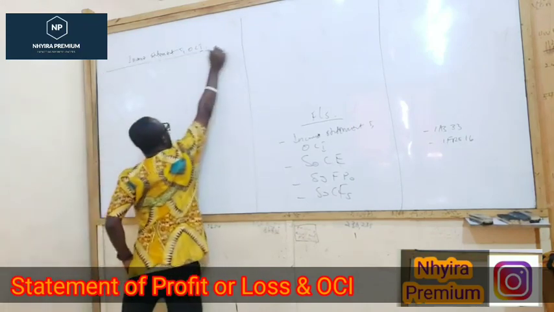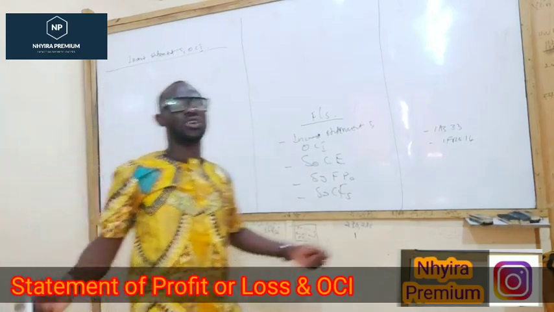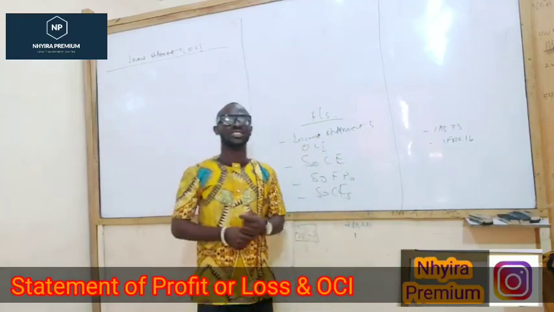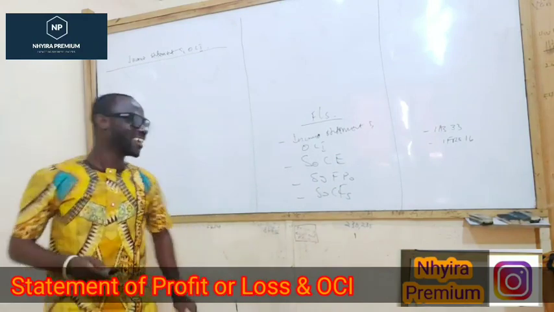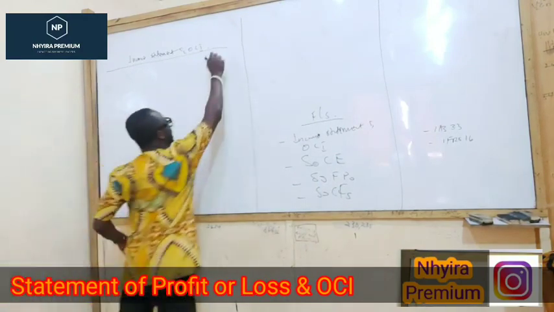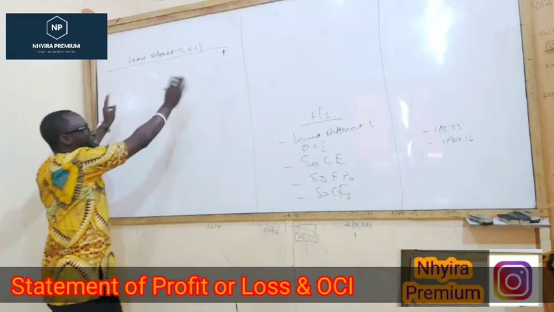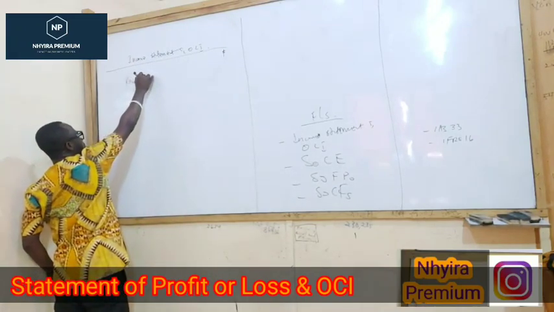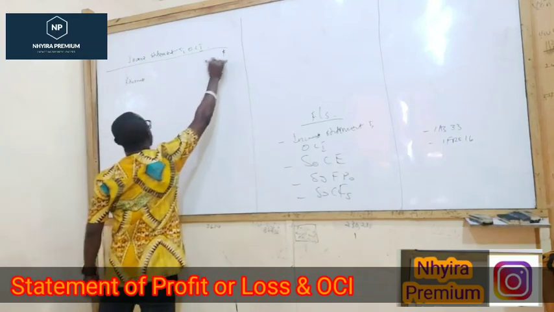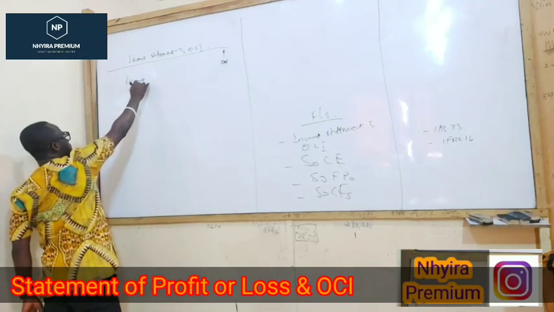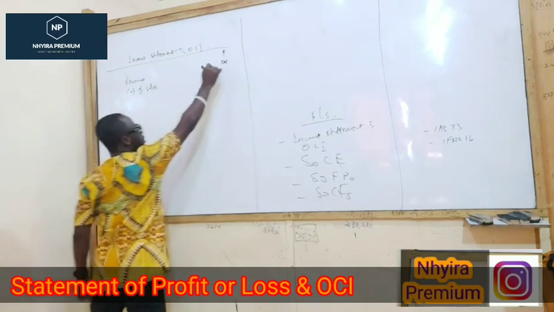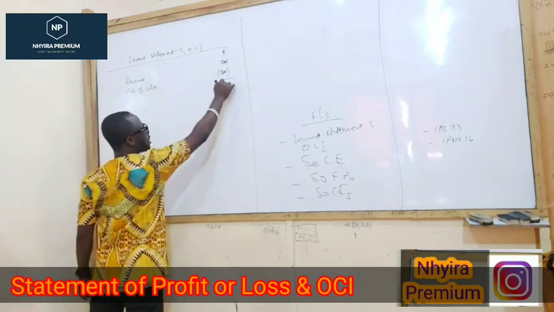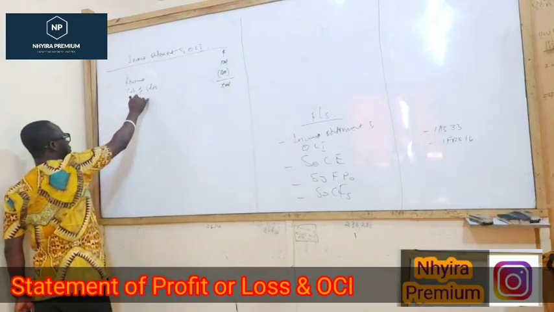Actually, you know the pro forma already, right? So I can go straight to the question, or should I go through the pro forma again? Okay, so let's see. In our pro forma, it's going to be very simple here. We're going to be bringing revenue, then cost of sales, because we're going to keep it clean, and then we'll get our gross profit.